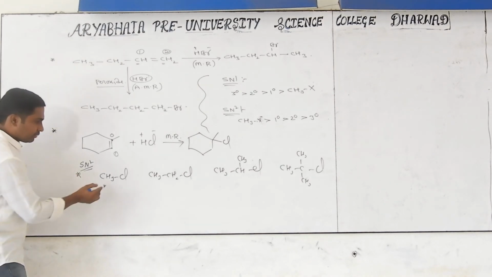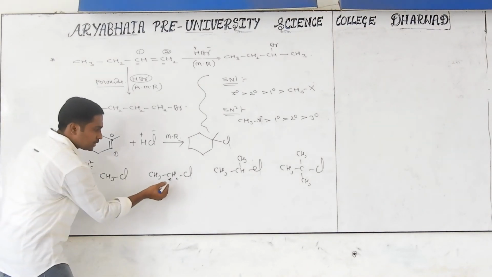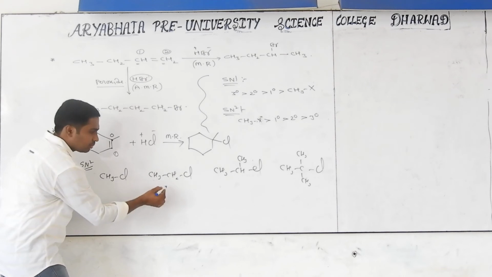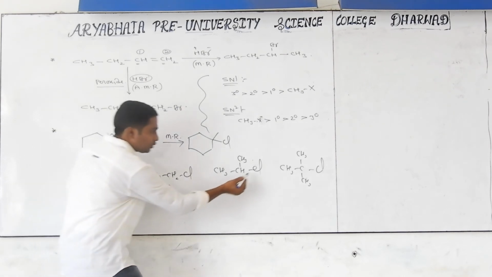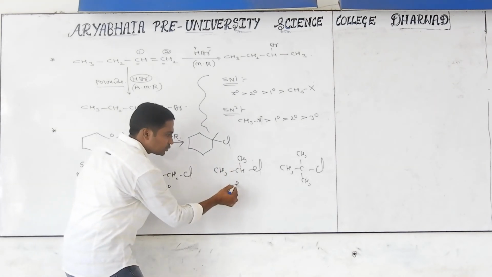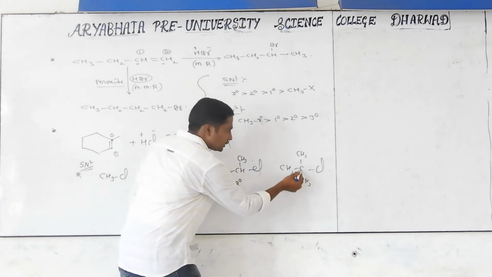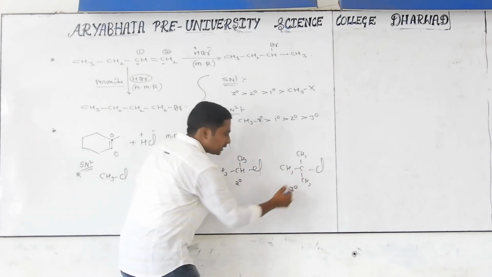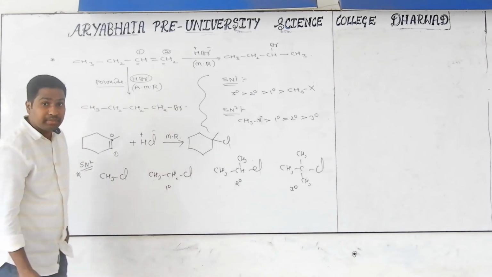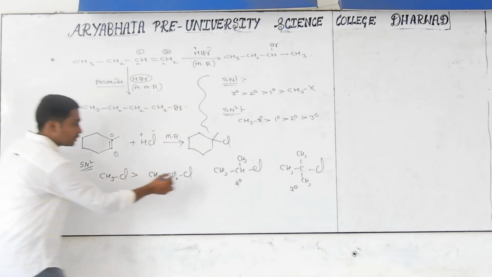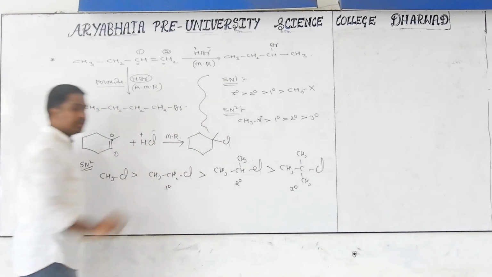Under SN2, first we have to identify the type of each halide. Here the halogen-attached carbon is directly connected with one carbon, that is primary. Connected with 2 carbons, that is secondary. Directly connected with 3 carbons, tertiary. Under SN2, the reactivity order is methyl chloride more than primary, than secondary, than tertiary.